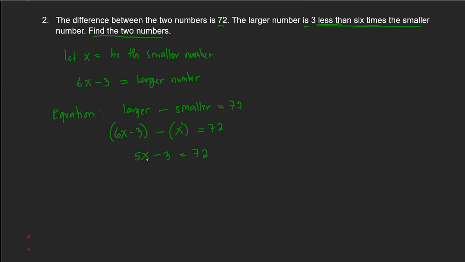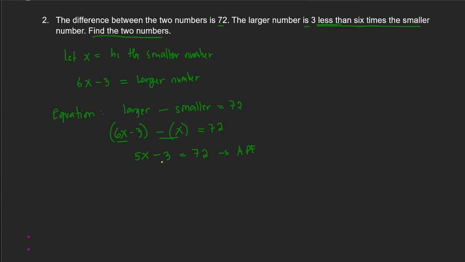Again ha, saan galing si 5x? Just subtract 6x minus x. So we have 5x. Okay? Now this time, same but then you apply the APE. So that is addition property of equality.